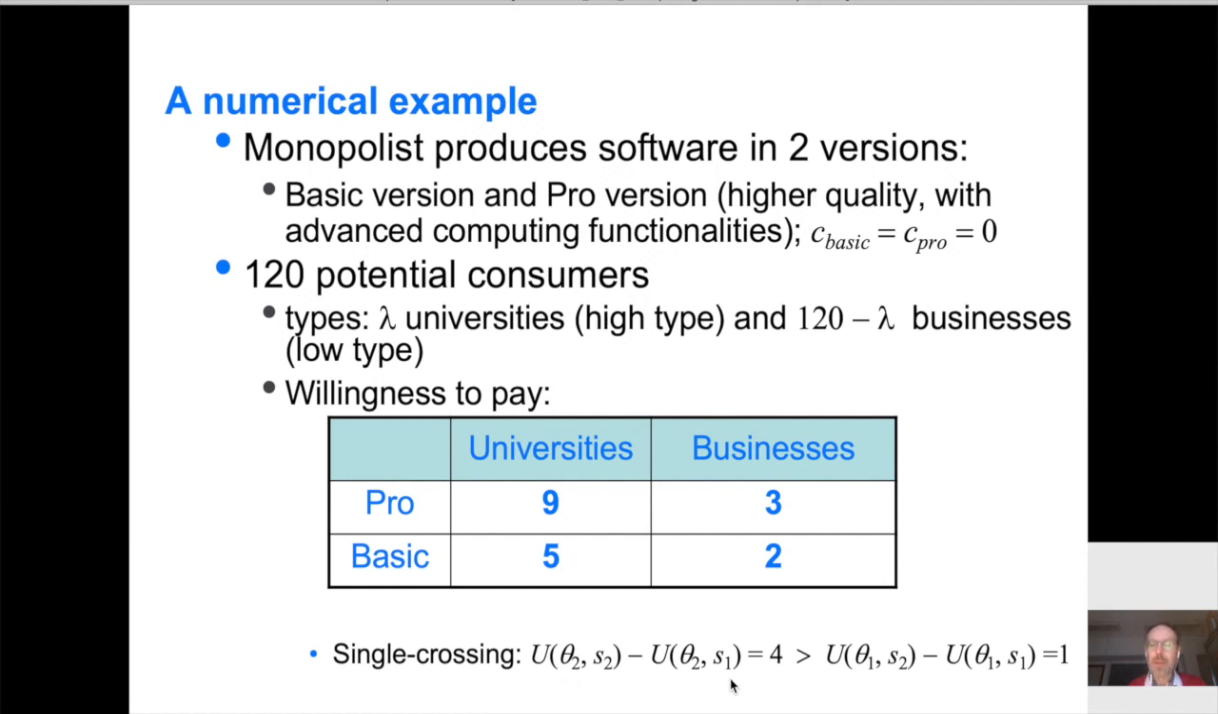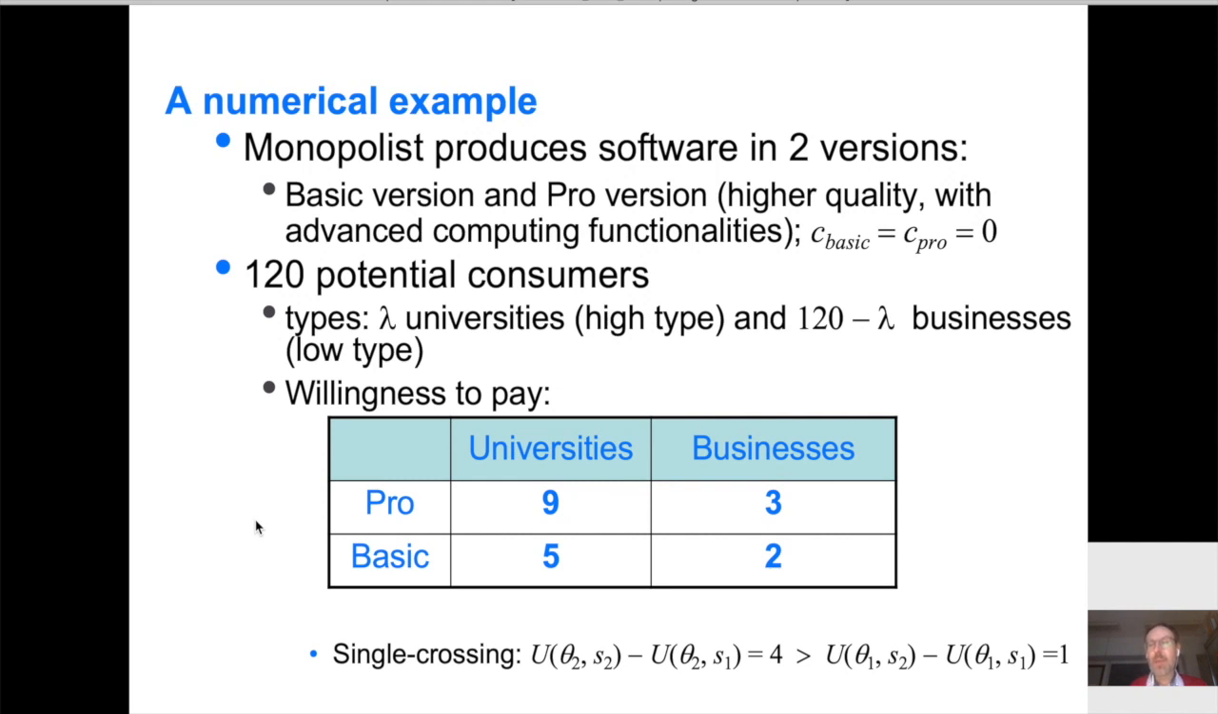I'm not explaining this notation here. You can find this in the book, but this is an example of what is called, in theory, the single crossing property. And this is important for menu pricing to work: the dimension along which you create the versions of the product must be such that one group is willing to pay more to get this extra value than the other group. Okay, so these are the numbers that are known by the firm, also known by the different buyers.